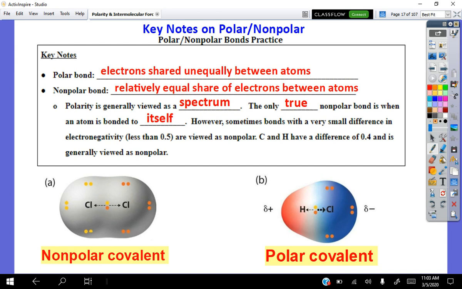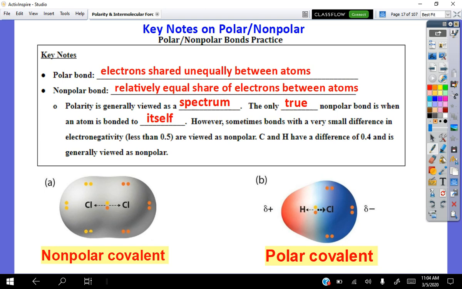So we have a polar bond. We know, to recap, it's one where the electrons are shared unequally between atoms. In a nonpolar bond, we have a relatively equal share of electrons between our atoms. So how do we define this? Well, polarity itself is viewed as a spectrum. The only true nonpolar bond is when an atom is bonded to itself.